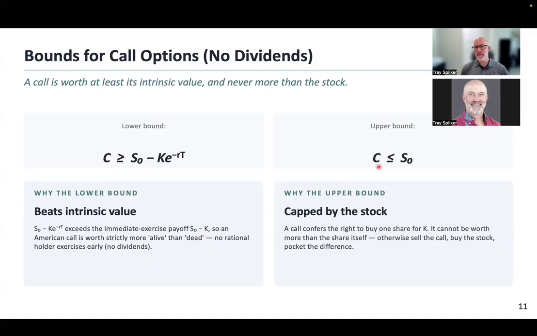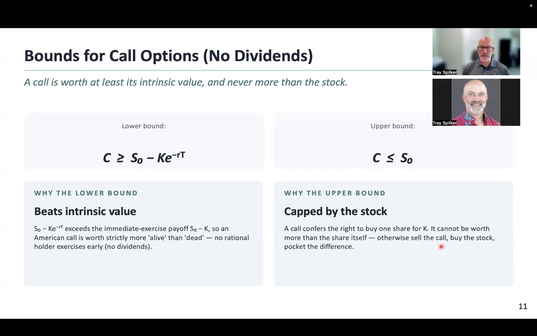As far as the upper bound, it should make sense that if the call option is way in the money, that it basically approaches the share price. It can't be worth more than the actual underlying share price. That wouldn't make any sense.